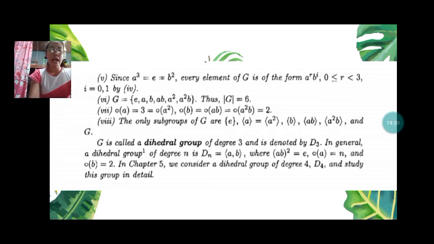In general, a dihedral group of degree n, D sub n, is equal to the subgroup generated by A and B, where (AB) squared is equal to E, the order of element A is equal to n, and the order of element B is equal to 2. In Chapter 5, we consider a dihedral group of degree 4, D sub 4, and study this group in detail.